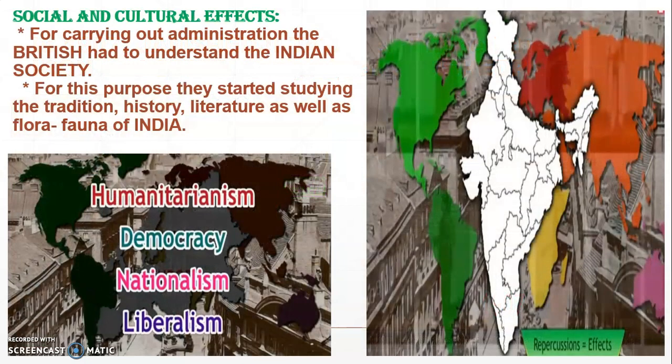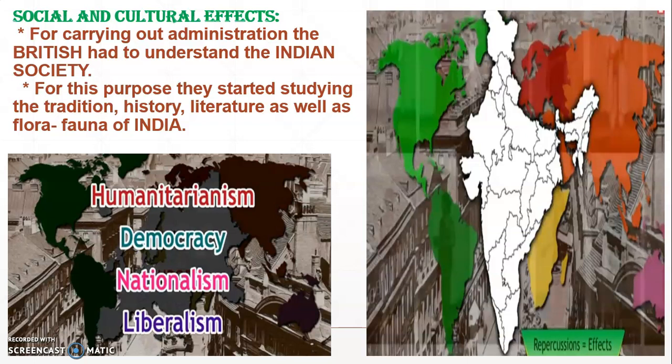Not only that, there were many social and cultural changes which also took place. For carrying out the administration, the British had to understand Indian society, and for this purpose they started studying Indian history, Indian literature, as well as the flora and fauna of India, the medieval period of Indian history, who the rulers and kings were. Not only that, the Ramayana, the Mahabharata, and how changes were being brought. So the religion and traditions, all these things were being studied by the British.